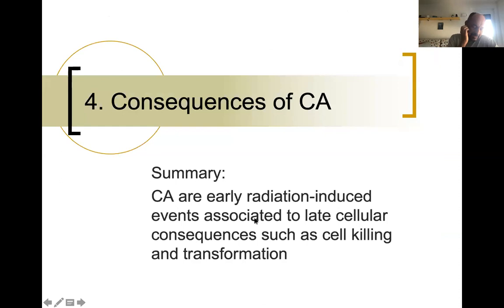But why are we so interested in chromosomal aberrations? Historically, the study of chromosomal aberrations comes before the study of DNA damage and repair, because it's much easier. It's something that you see at the microscope. But now we understand that they come from DNA damage and repair. The reason why chromosomal aberrations are so important is that they are early radiation events associated to late cellular consequences, both cell killing, so they are important for radiotherapy, for example, and transformation, so they are important for radiation protection.